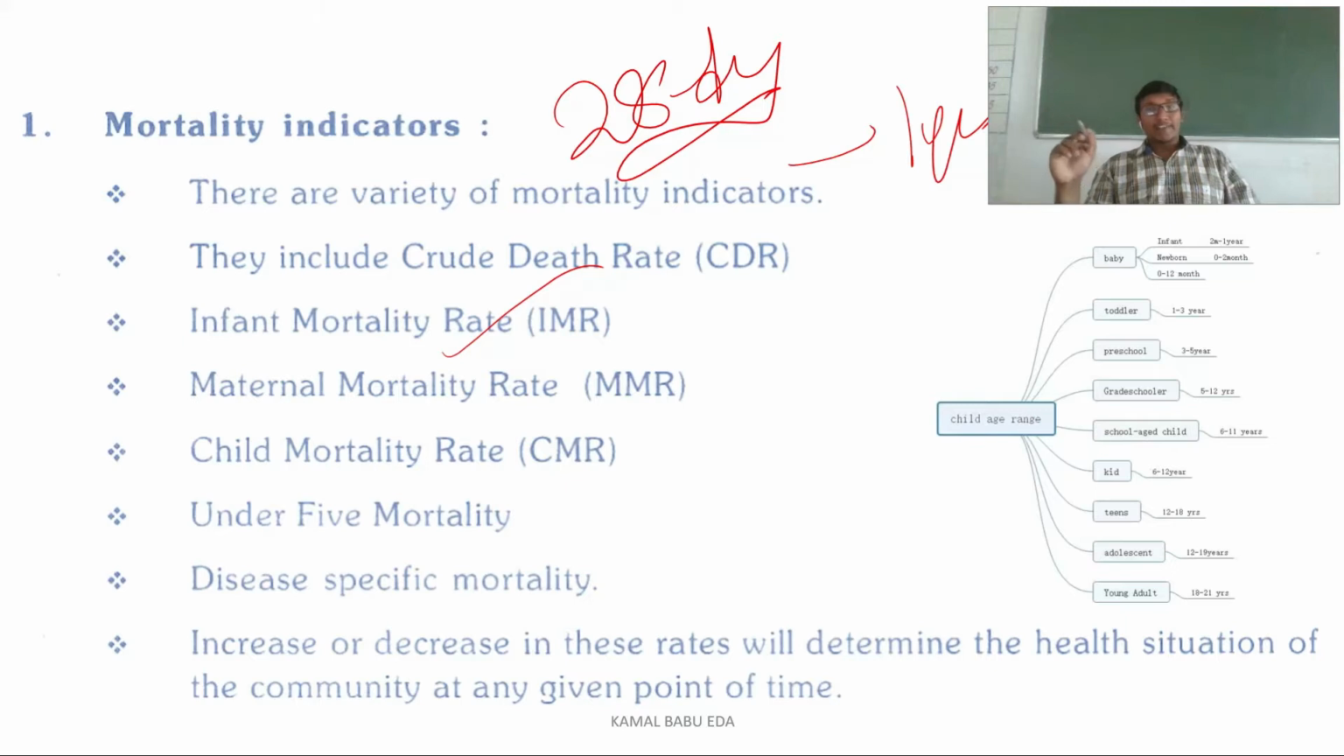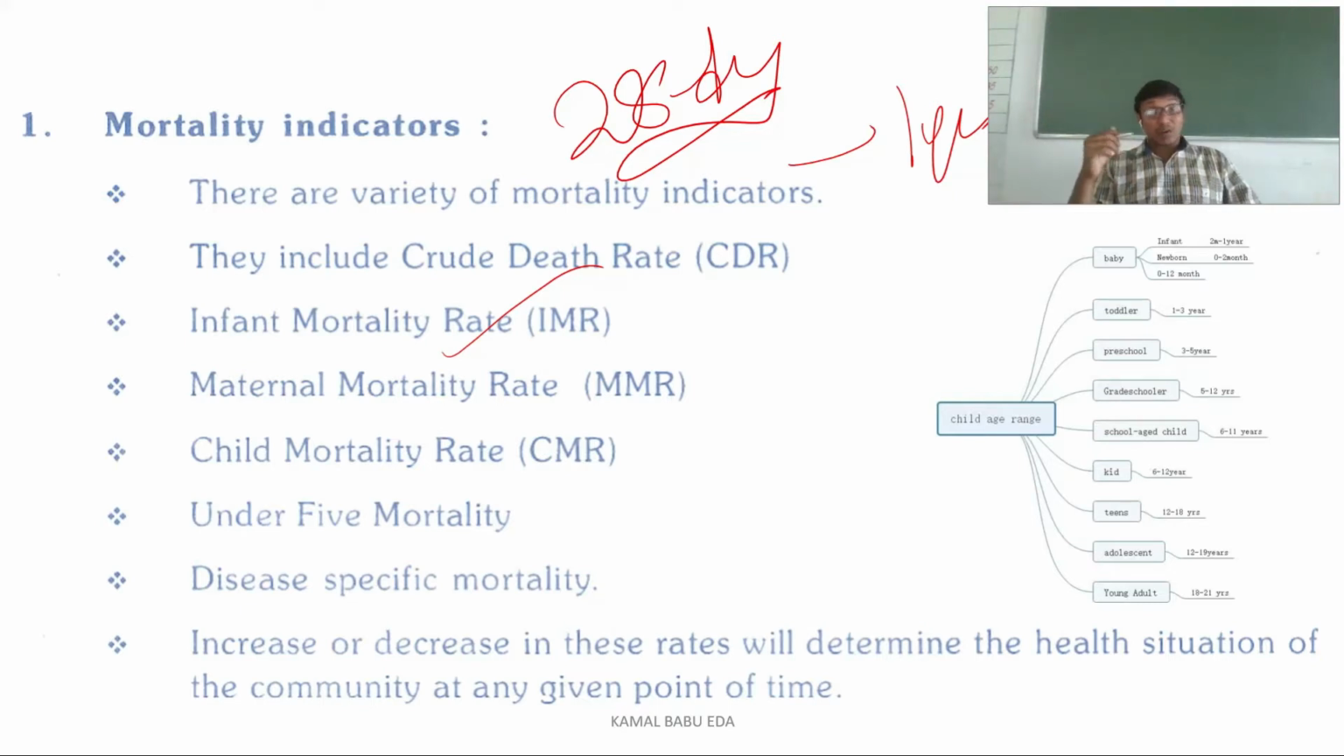And next, the under 5 mortality rate. So in the under 5 mortality rate we are checking how many children are dying per year. And also we are checking the disease specific mortality. Because of tuberculosis, how many people are dying? Because of AIDS, how many people have died? Because of congenital anomalies, how many have died? So you will check everything in the mortality indicator.